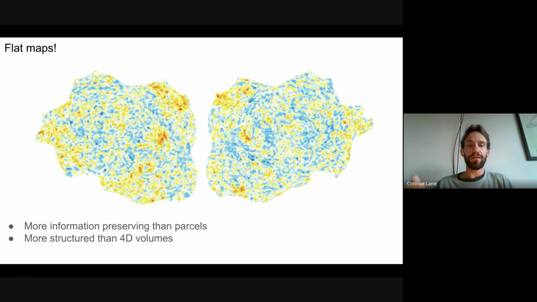Okay, so if that didn't quite make sense, the main takeaway is that flat maps as a representation of the fMRI data preserve more information than the parcellation strategy, which reduces all the local areas down to one number. At the same time, it's more structured than the 4D volume strategy, where there's less stuff that the model has to learn from scratch and more information given to it in the form of inductive bias.